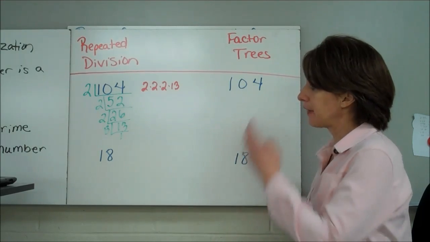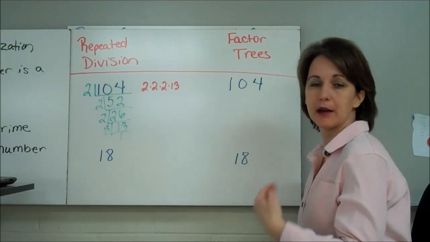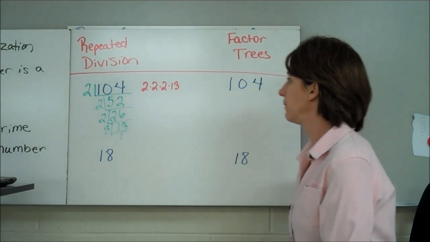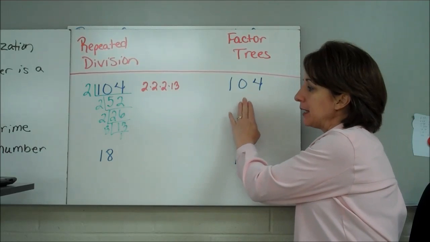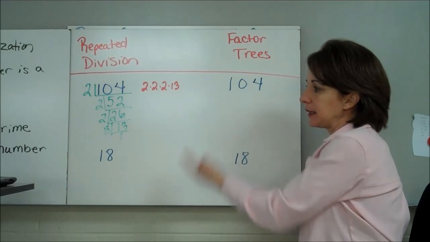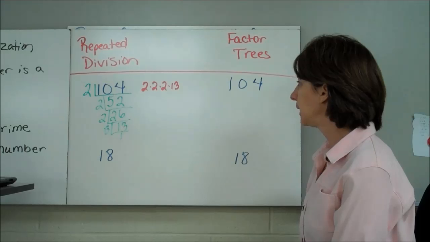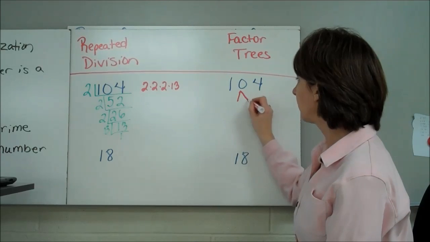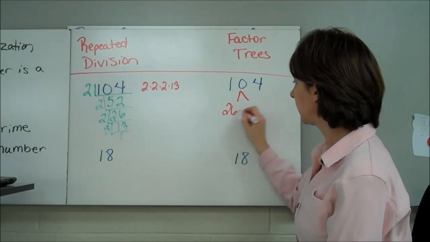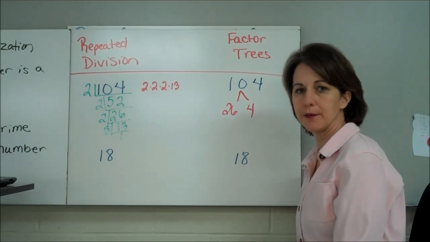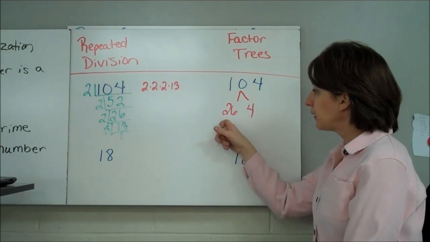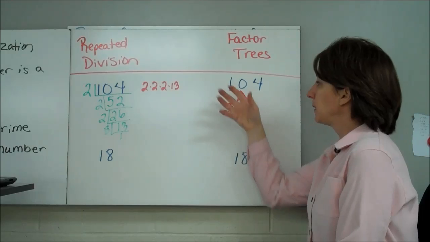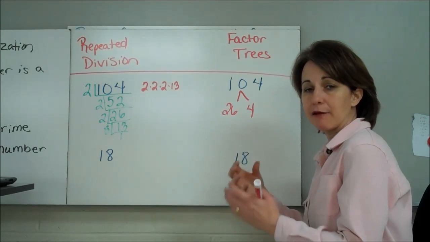Now, let's try it again with a factor tree. And the cool thing about a factor tree is that you don't necessarily have to start with a prime number. Maybe I know that 26 times 4 is 104. So I'm going to start with the 26 and the 4. Now, neither one of these is prime, which means that both of these still need to have more factors.